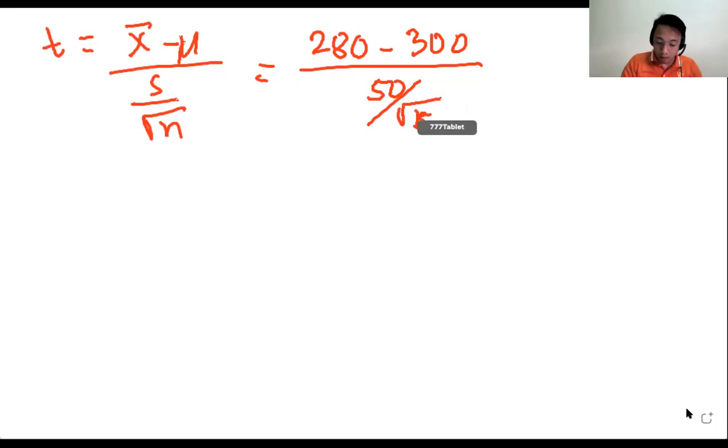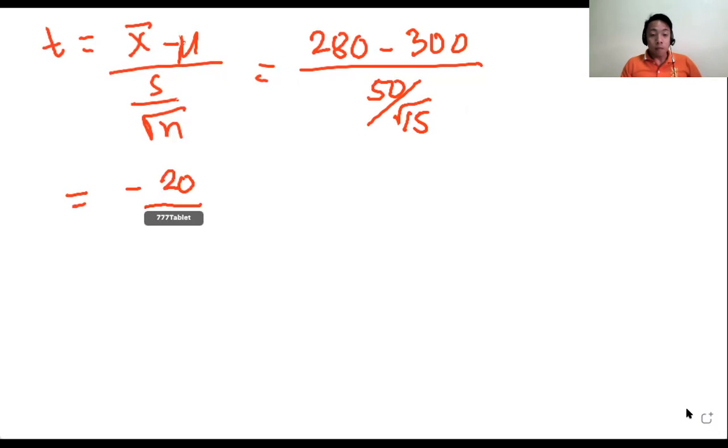I wrote the 15 wrong, so let me erase it. The square root of 15. Okay, so that will be the first part. Now, let us subtract 280 minus 300. We have negative 20. And then 50 over the square root of 15. So you need to use your calculator. Here I will use my calculator, of course.